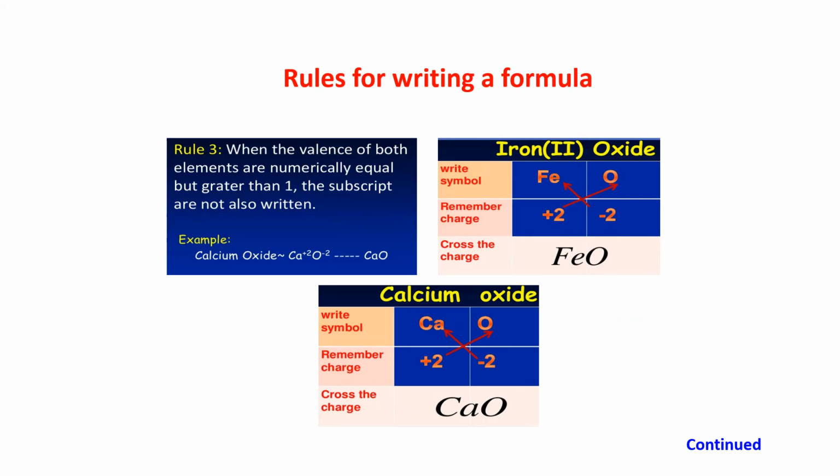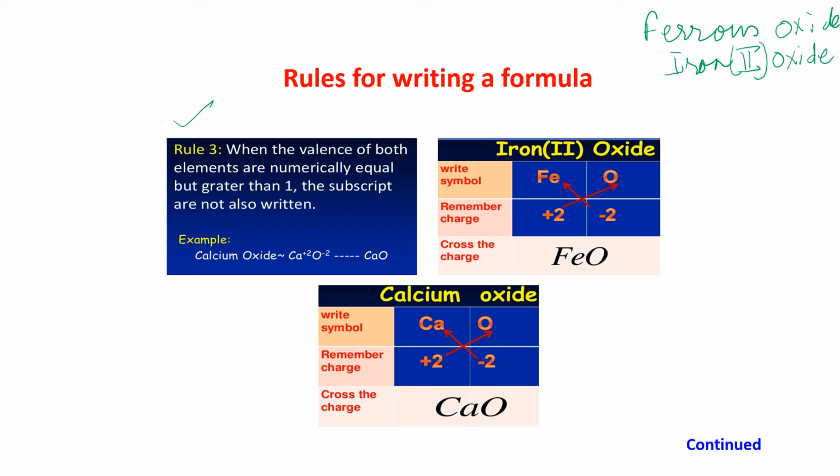Now, next rule is when the valencies of both elements are numerically equal but greater than 1. It is not only 1 but they are having the same value, both the elements. Then also we are not writing the subscript. How? I am just showing it to you. Suppose I want to write iron 2 oxide, ferrous oxide. This also can be written as iron ferrous, I said. So iron 2 oxide.